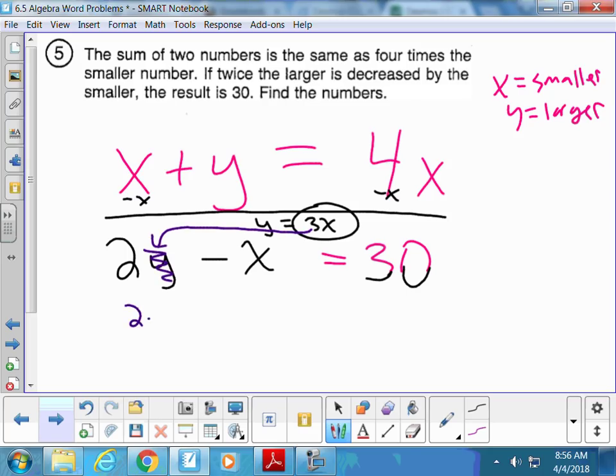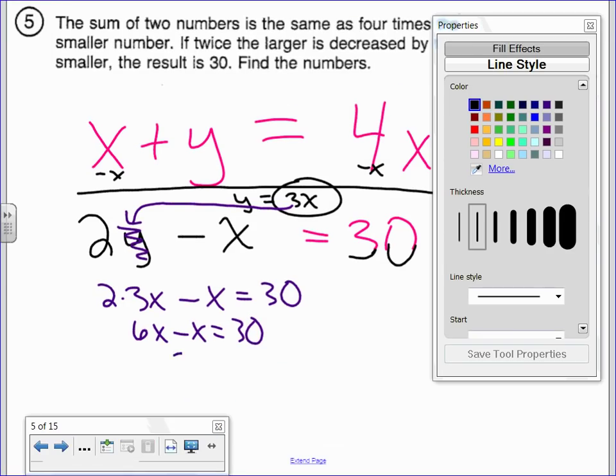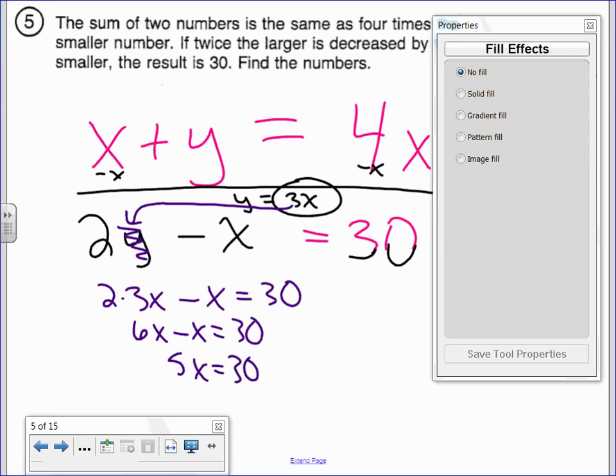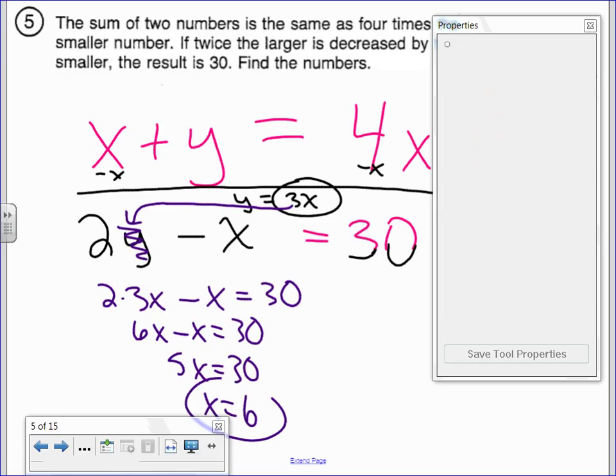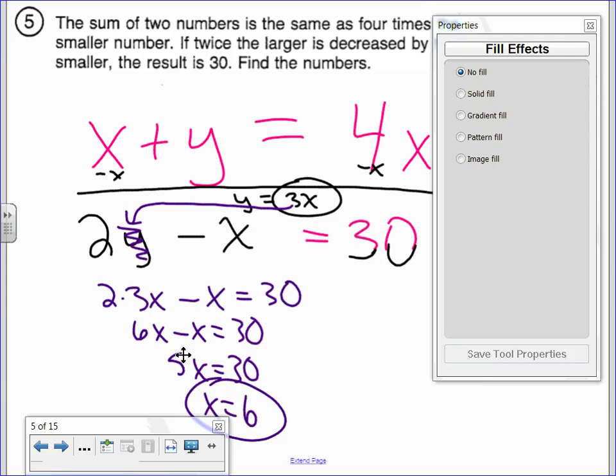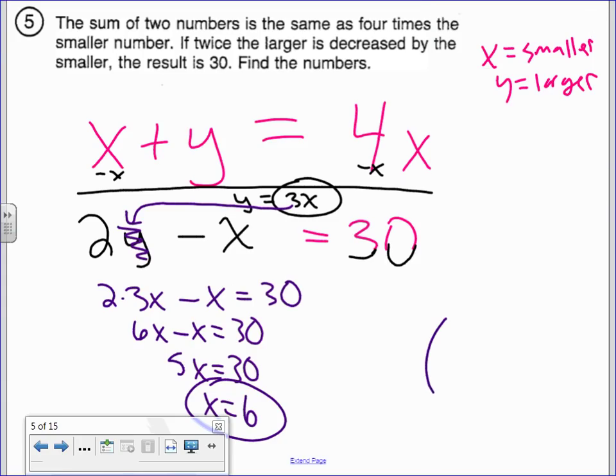So it's 2 times 3x minus x equals 30. So I have 6x minus x equals 30. Need some more space. Which gives me 5x equals 30. And when I divide by 5, I get 6. There's your first half of your answer. To get your second half of your answer, you go back to your bubble, which is the 3x. Y equals 3 times x. So y equals 3 times 6. It's 18.